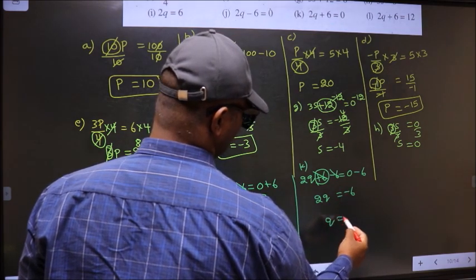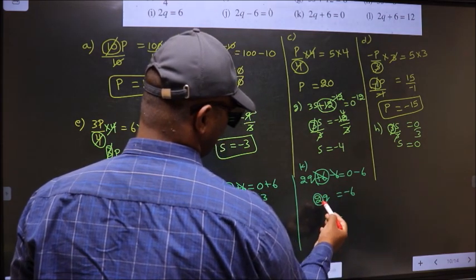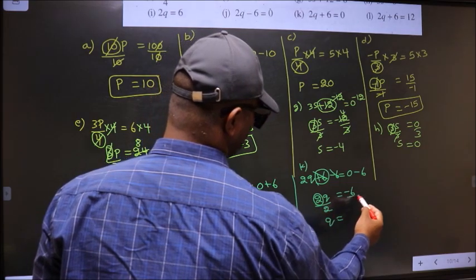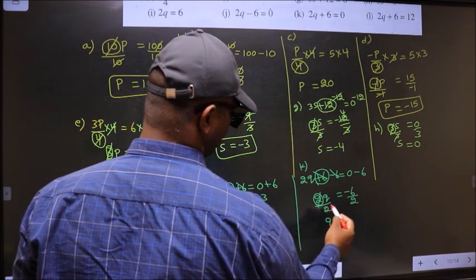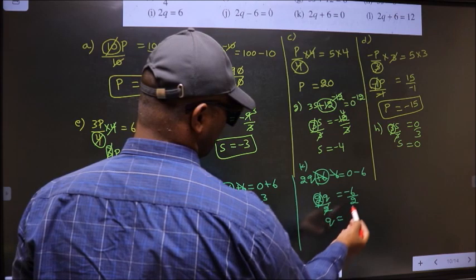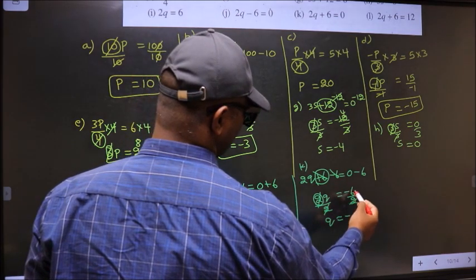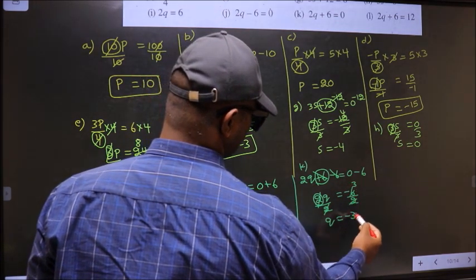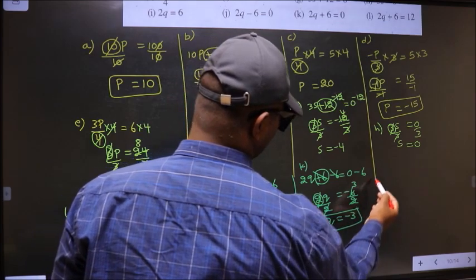Now to get q we should remove 2. To remove 2 we should divide by 2 on both sides. So this cancels out, we get q, and here minus 2 ones are 2, 2 threes are 6. So q equal to minus 3 is our answer.